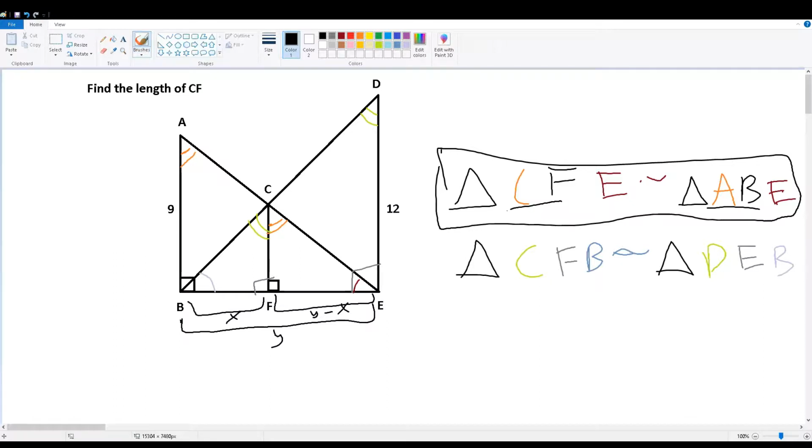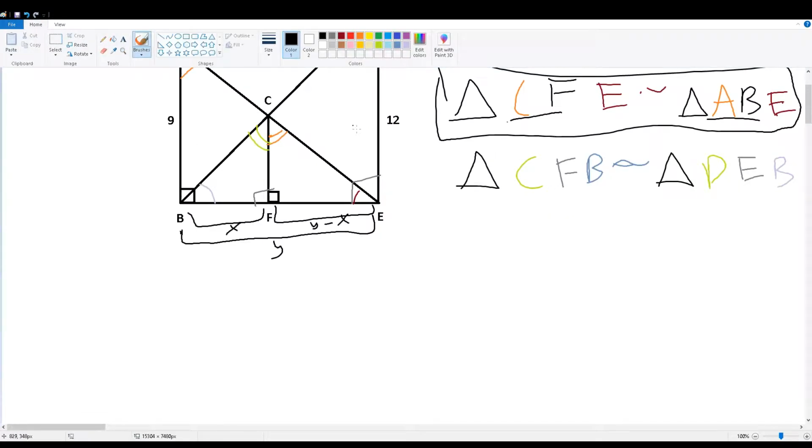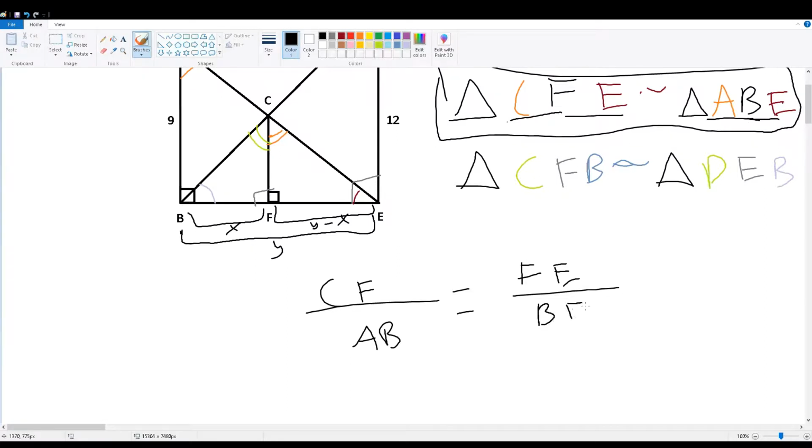So CF, I'm not going to color code these because we already know which ones correspond with which. CF over AB is equal to the second two letters, FE over the second two letters, BE, FE over BE. That's equal to the first letter and the third letter, CE over AE.